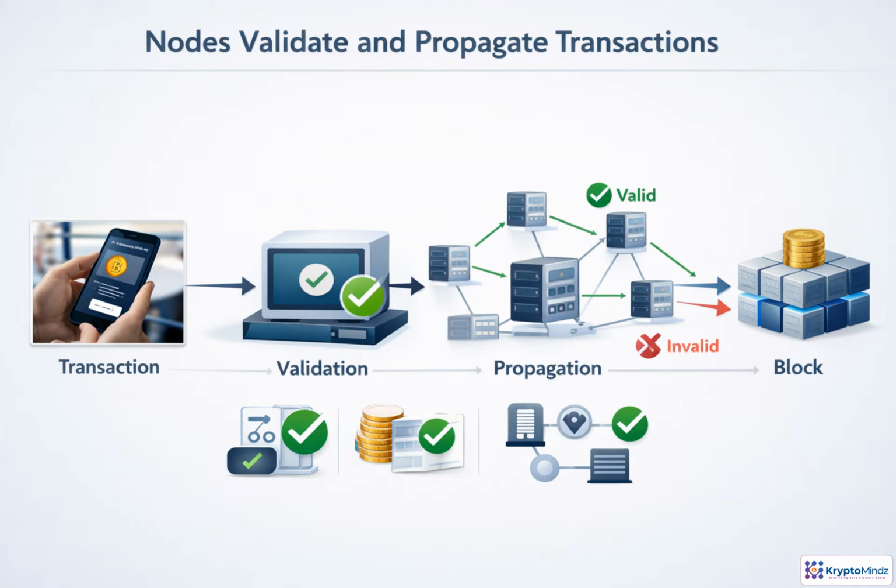When you send a blockchain transaction, it does not go straight into a block. First, a node receives it and performs quick rule checks. Is the signature valid? Is the format correct? And are the funds or conditions acceptable? If it passes, that node shares it with peers, who repeat the checks and spread it further. Invalid transactions stop traveling. This peer-to-peer filtering helps the network identify which transactions are ready for block inclusion.